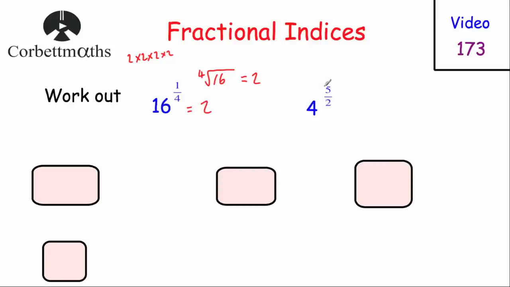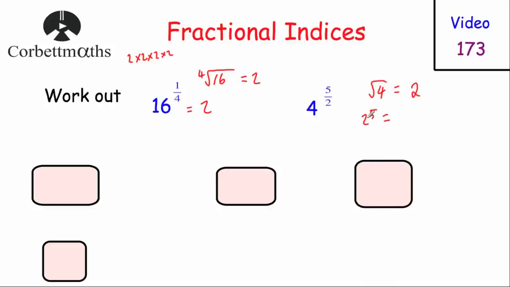Okay, this time we've got 4 to the power of 5/2. So again, we've got a power that's a fraction. And this time we do have something on the numerator other than 1. So we are going to need to work out that power. But first of all, we're going to look at the denominator and it's a 2. So we're going to work out the square root of 4. And the square root of 4 is equal to 2. Now you take that answer, that 2, and we're going to do 2 to the power of 5.